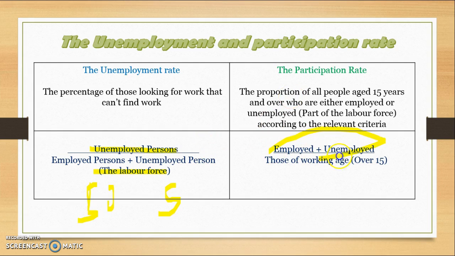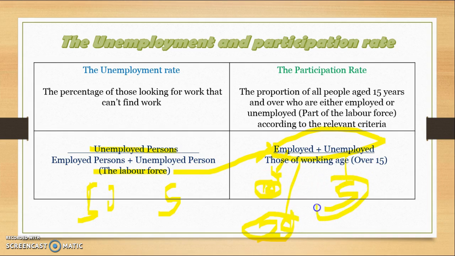The participation rate is different. That includes everyone in the labour force. So the numerator here is everyone that's either employed or unemployed, as a percentage of everyone over 15, and that includes people that are at school. So if there are 20 people over 15 in a country, 10 of them are employed, 5 of them are unemployed, your participation rate would be 75%. 75% of those over 15 are either working or looking for work.